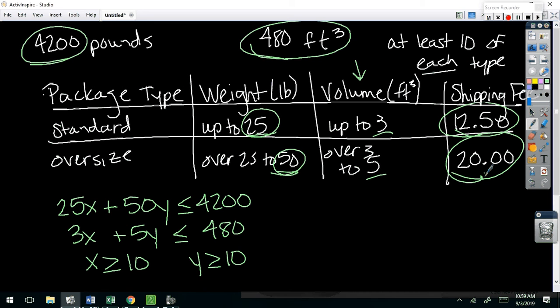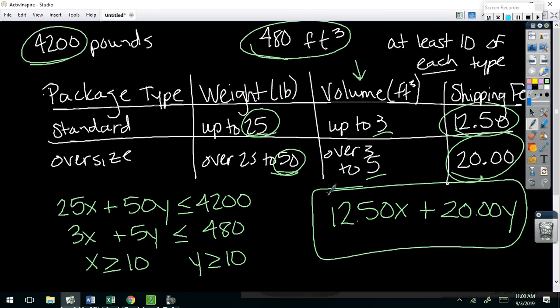What did you do, 25 times 12.50? Like 312. Yes. 12.50x plus $20 times y would give you your revenue. Do you agree? Yes. And so this is your function. At what value would you maximize your revenue? That's the question I want you to answer. At how many standard and oversized packages would you need to ship at the same time to maximize your revenue? So you use that formula and you're plugging in the vertices. Okay?